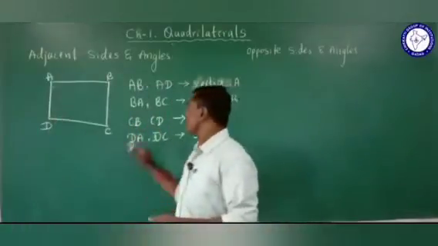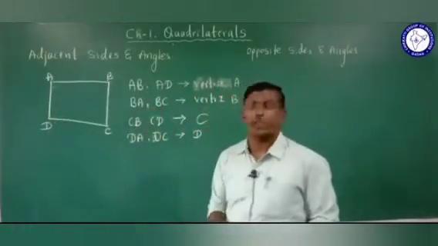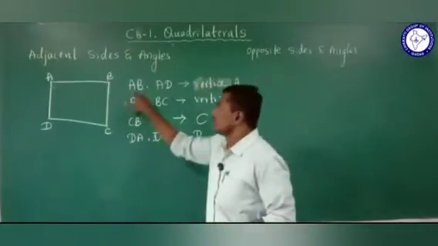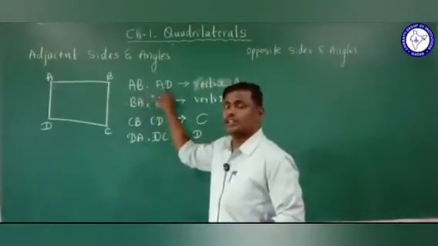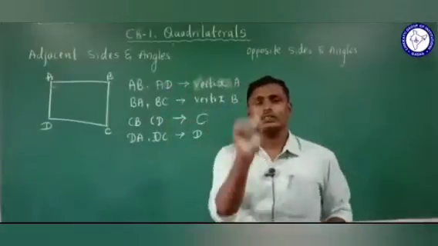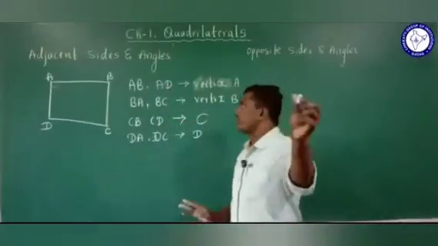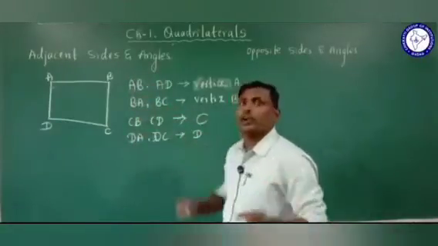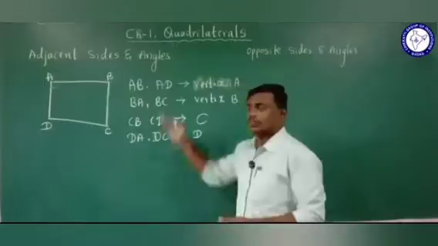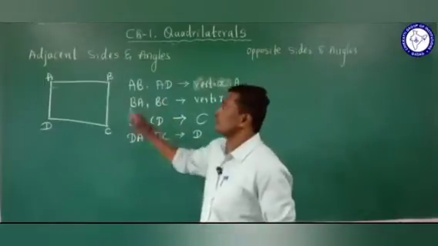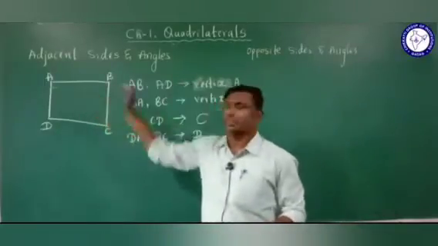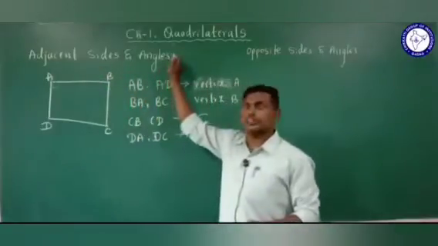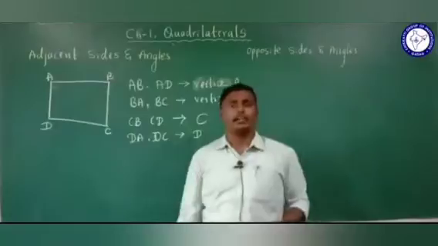So these types of sides are called adjacent sides. Okay, so adjacent sides means what? The two sides having a common vertex or common angle, right? So we are writing here four pairs of adjacent sides. These are the four pairs of the adjacent sides of the given quadrilateral. Let's move to the next concept, that is adjacent angles.